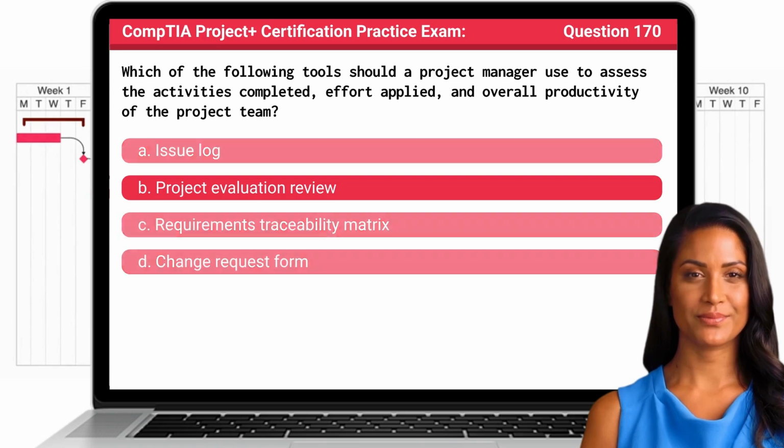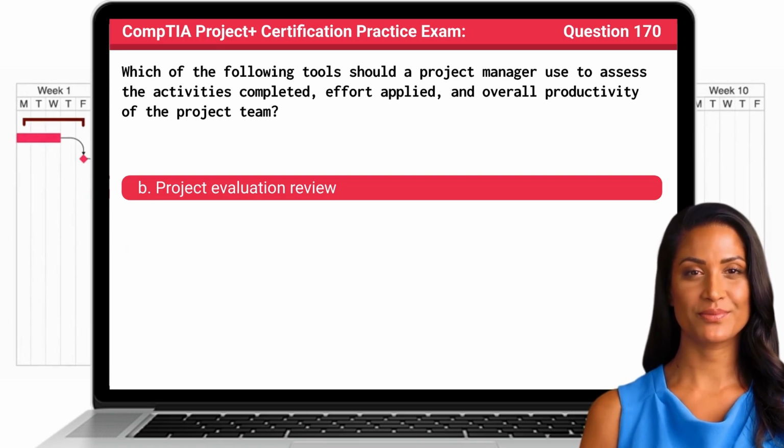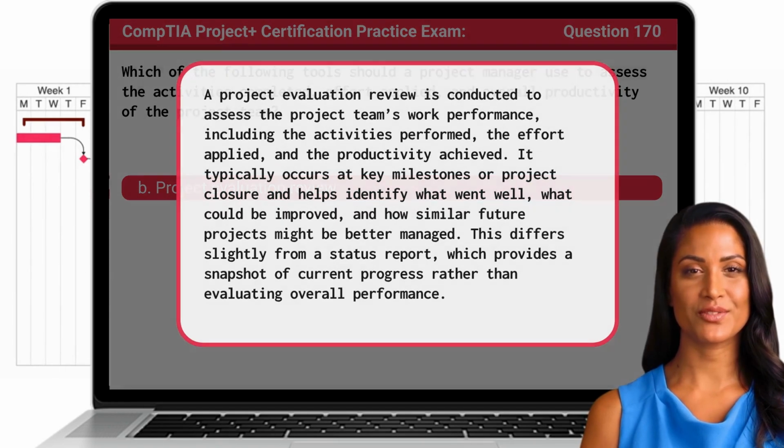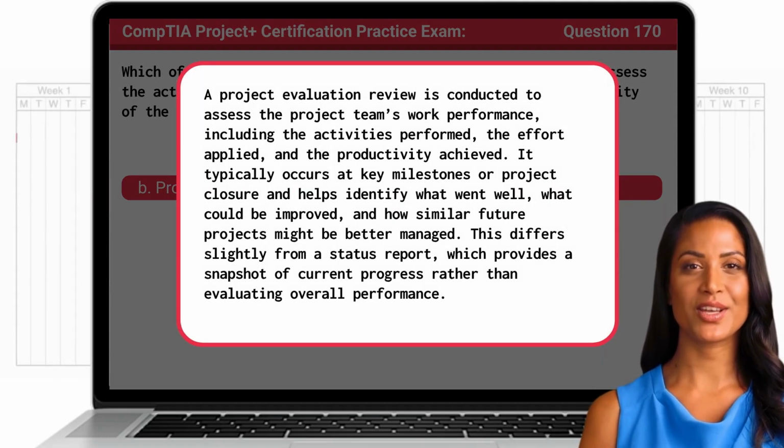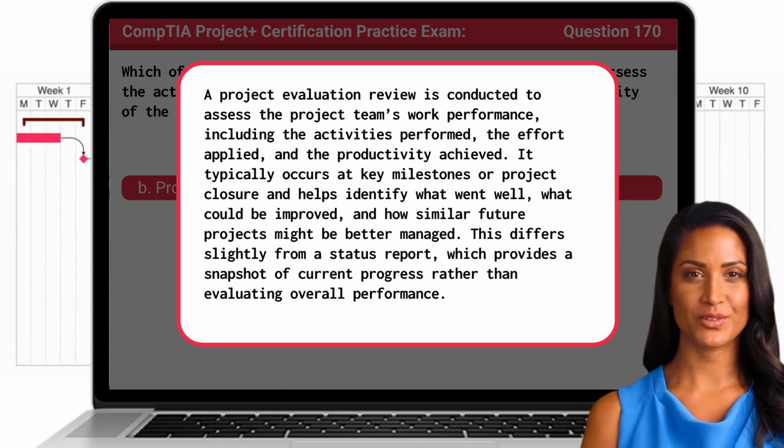The answer is B. Project Evaluation Review. A project evaluation review is conducted to assess the project team's work performance, including the activities performed, the effort applied, and the productivity achieved. It typically occurs at key milestones or project closure and helps identify what went well, what could be improved, and how similar future projects might be better managed. This differs slightly from a status report, which provides a snapshot of current progress rather than evaluating overall performance.